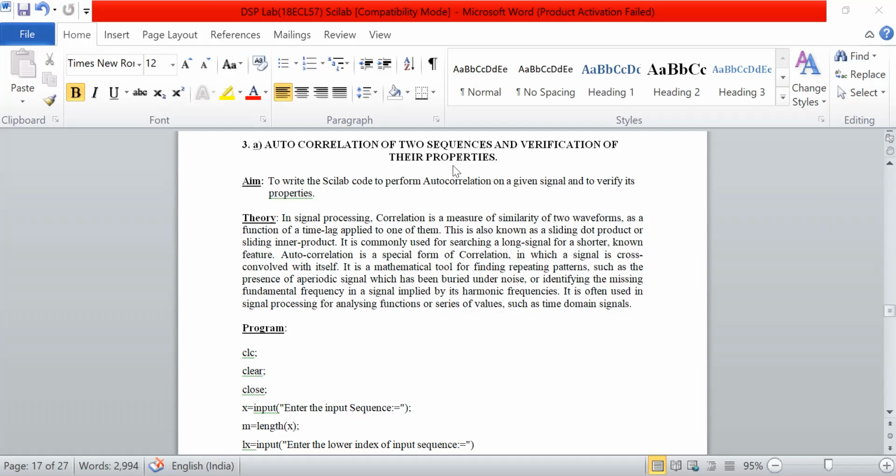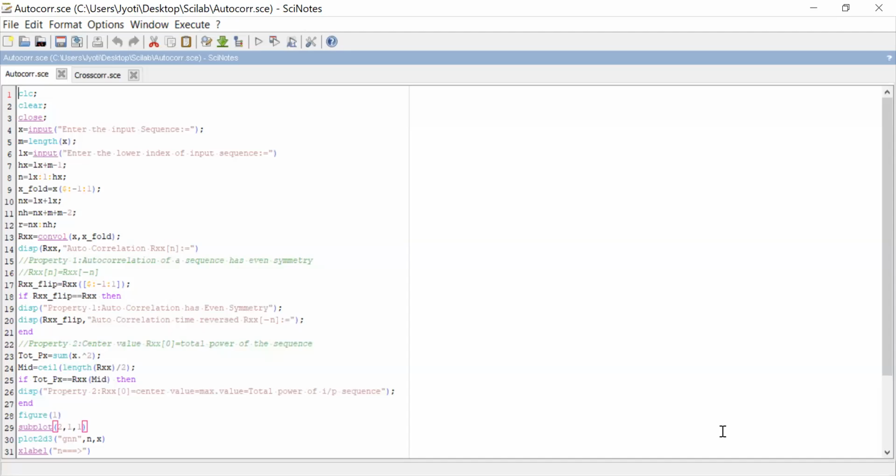Then we'll go to the programming part of this. Here is the program for autocorrelation. As you know, the first three instructions are clc, clear, and close. Next, x is equal to input, enter the input sequence. We'll enter the input sequence values as x. Then M is equal to length of x. That means the length of x will be stored in M.